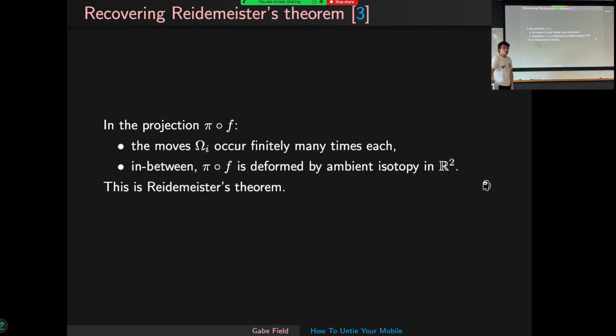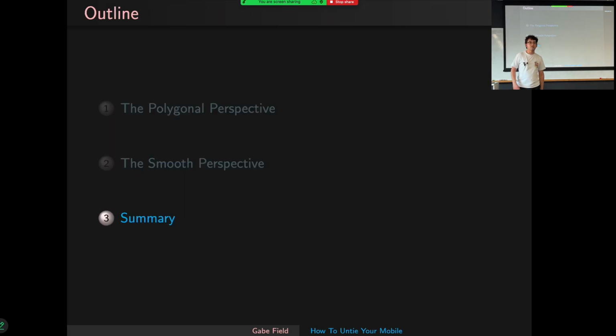So there we go. We have these at finitely many points in time, and in between it must be just an isotopy. That's Reidemeister's theorem. So there's at least a kind of smooth argument for it. And if you don't believe it, that's because analysis is evil. So let's move on. So great.